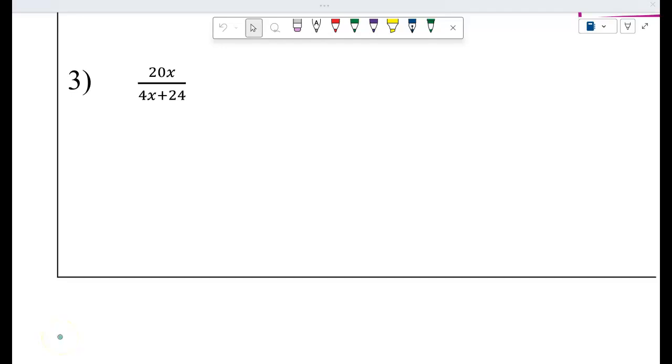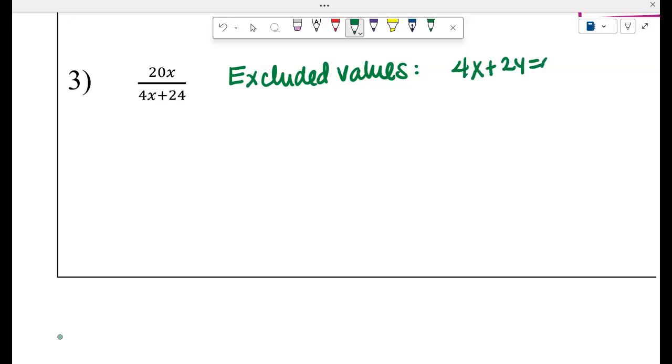So for this question, it is 20x over 4x plus 24. So guys, the first thing that we want to do is find the excluded values. That means we take the denominator, which is 4x plus 24, equals 0. Then we need to solve for x. So minus 24 from both sides.